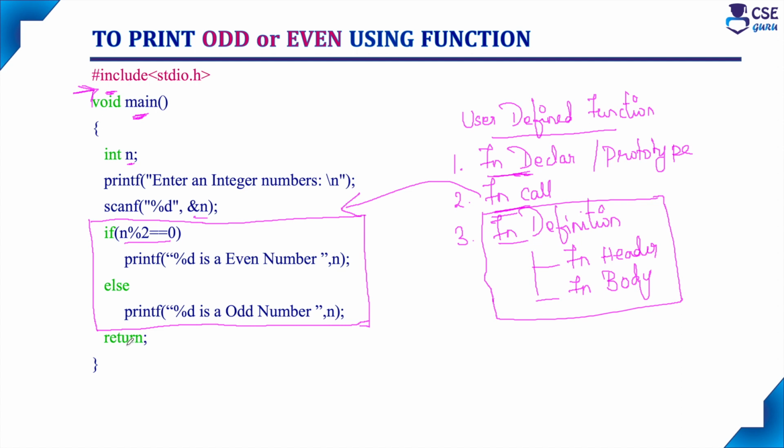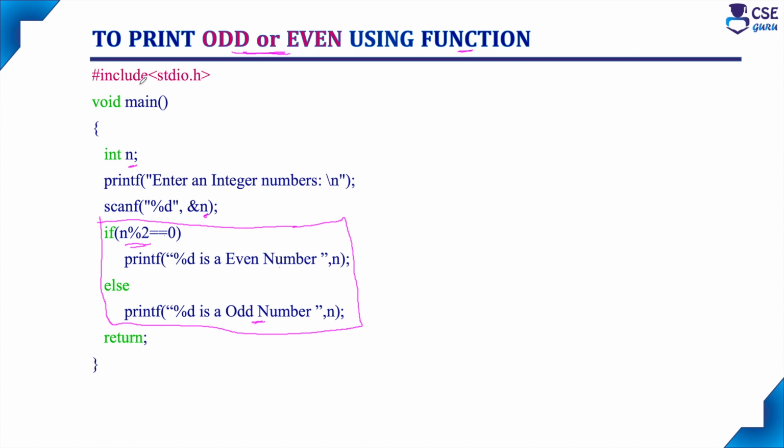Now we will discuss how we will implement a user-defined function for this program to print odd or even number using these elements. So here first we need to implement the function prototype or function declaration in the global declaration section. Here itself we will add it. The user-defined function we will use here is oddeven. So we will add the declaration here, that is void oddeven.